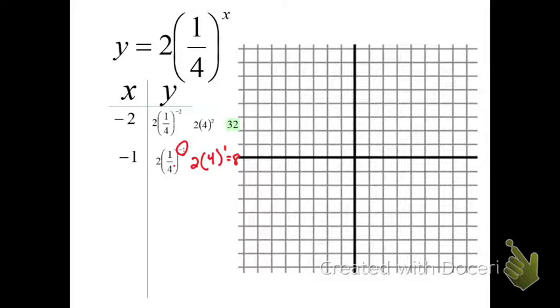So negative 1, 1, 2, 3, 4, 5, 6, 7, 8. So this point should be on our graph after I click through. Yep. Oh, it didn't. The point didn't pop up. Okay, I'll do it later then.